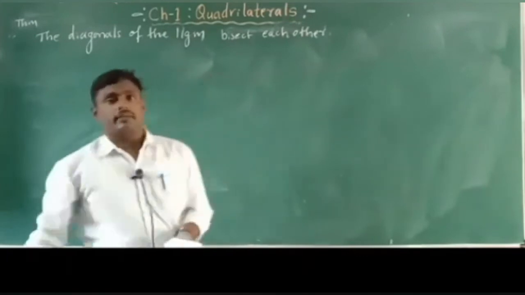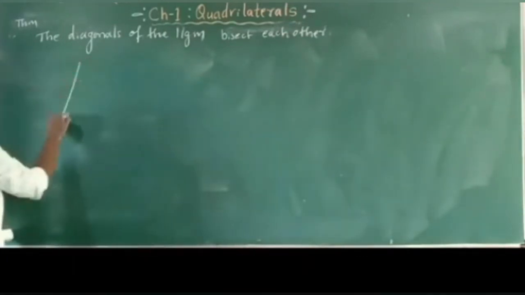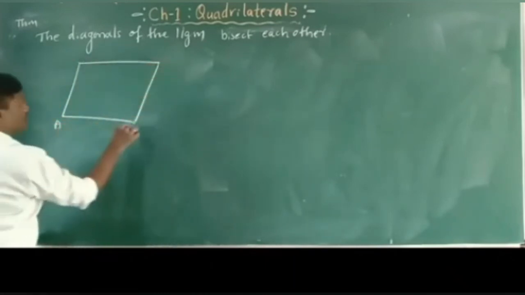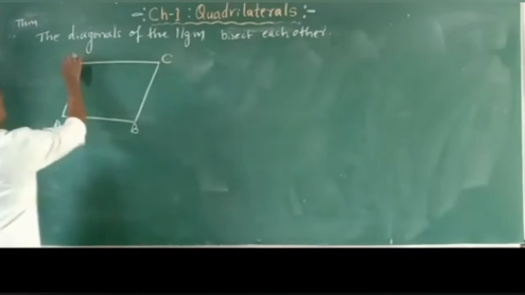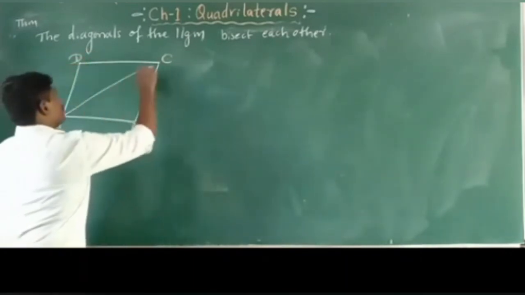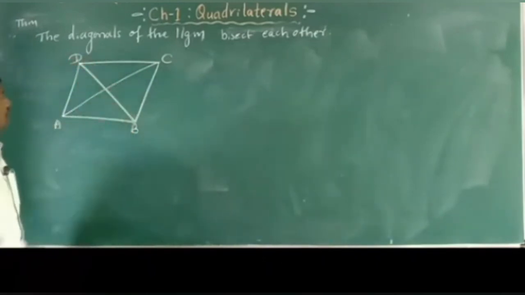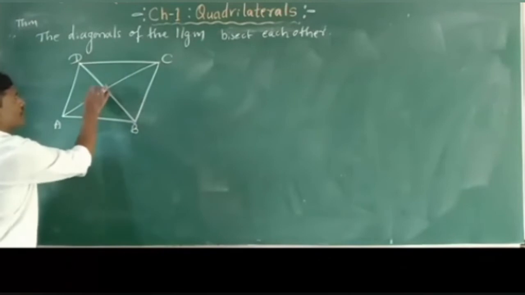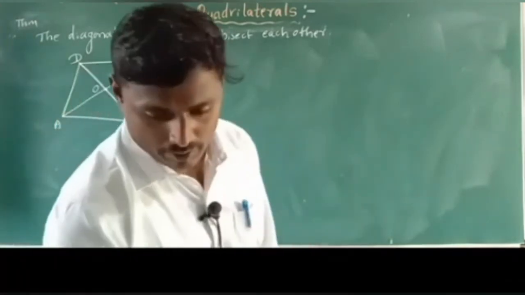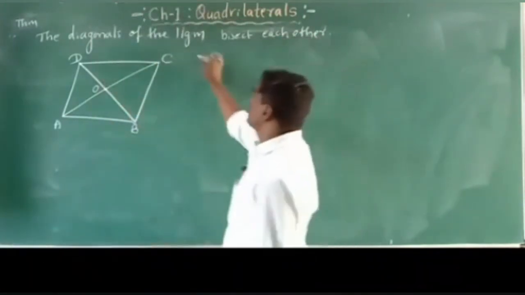For this statement, we need to draw one parallelogram first. Take one parallelogram. ABCD is a parallelogram. In that, I am taking two diagonals. AC and BD are the two diagonals, and these two diagonals intersect at point O. Okay. So write the first given part of the statement. What is that given part?